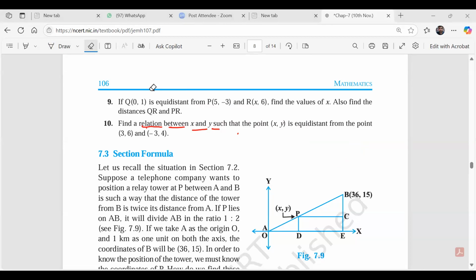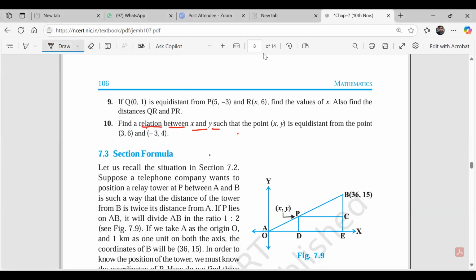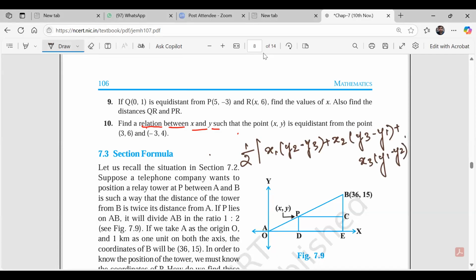Ma'am, in class, sir took this question as taking the area of a triangle as 0 and putting the values in the formula of the area of the triangle. Is it the area of the triangle formula you have seen, 1 by 2 x1 (y2 minus y3) plus x2 (y3 minus y1) plus x3 (y1 minus y2)? Is it so?